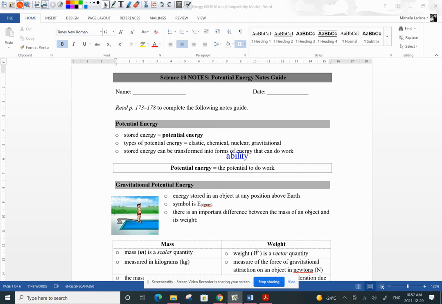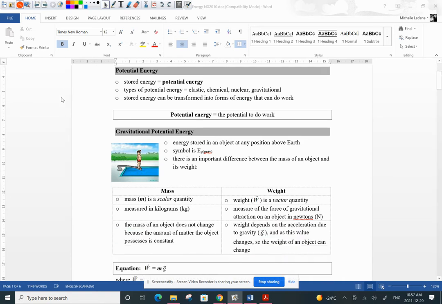Now, just FYI, there is a difference between the mass and the weight of an object. Mass is scalar, meaning that it's just kilograms, with no direction. Whereas weight is a vector, and has to do with the acceleration due to gravity. Gravity is pulling you down to the earth, and this value changes, so the weight of an object can change.